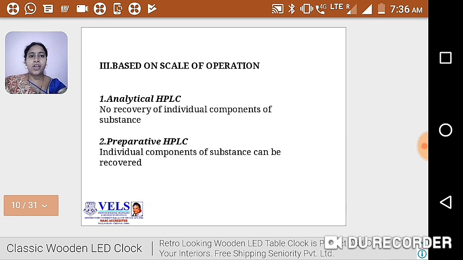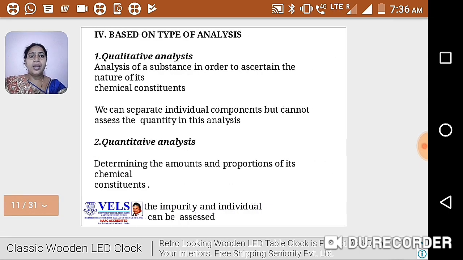Based upon scale of operation, HPLC is divided into analytical HPLC and preparative HPLC. No recovery of individual component substance can be done in analytical HPLC, whereas individual components of a substance can be easily recovered by preparative HPLC.